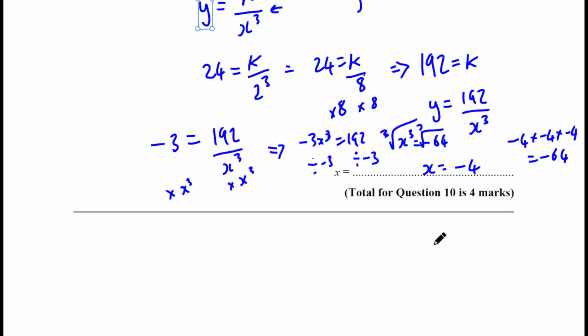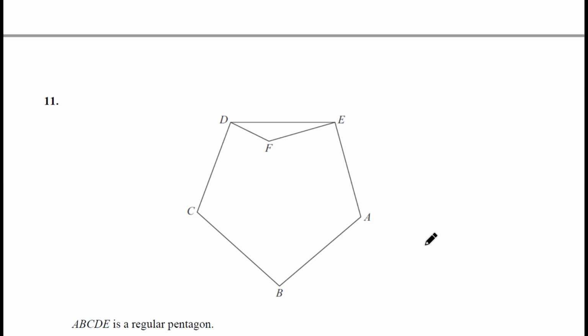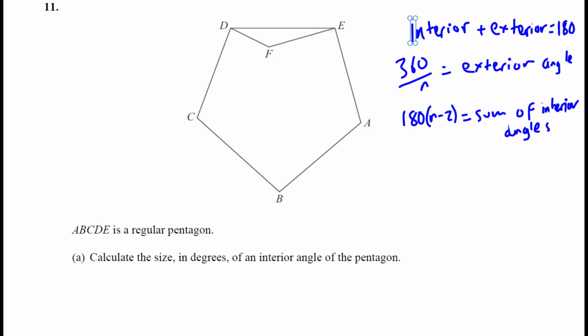Right, let's move down to question 11. So ABCDE is a regular pentagon. Regular means all the sides are equal and all the angles, interior angles, are equal. So we can answer these types of questions using these 3 angle facts. You should know these, and I in general just like to apply an exterior angle formula because the numbers are just easier. We just need to find one interior angle.